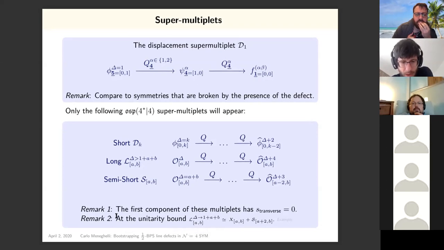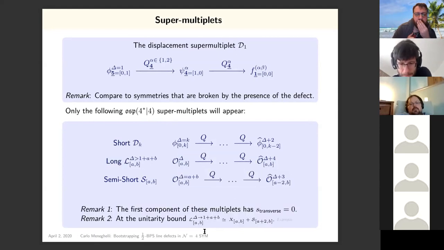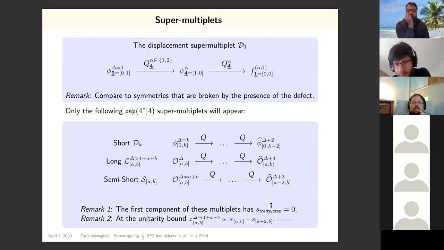Let me take the opportunity to describe an example of a long operator at the unitarity bound. Okay. But to summarize this table, there are the short operators and there are the long operators, and then there are the semi-short ones, which are a bit exotic. Please just look at remark two, and take for simplicity A and B being 0. So we have a long operator, when delta goes to 1, which is in the singlet of SO5, it's going to contain a semi-short operator, which is in the [2,0] of SO5.